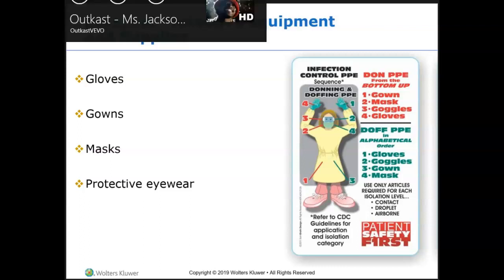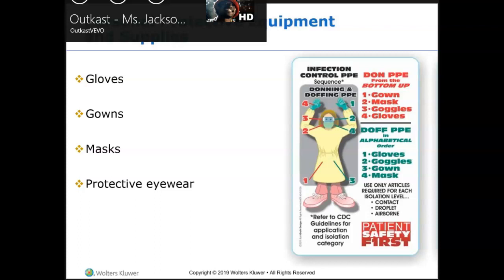Gowns are worn to protect the healthcare worker from blood or bodily fluids getting on your clothing, which of course could be tracked into another patient's room if you got it on your clothes. Therefore, contact isolation room gowns are required PPE.